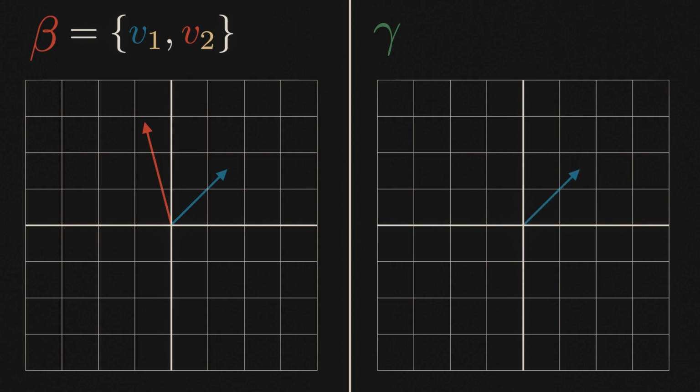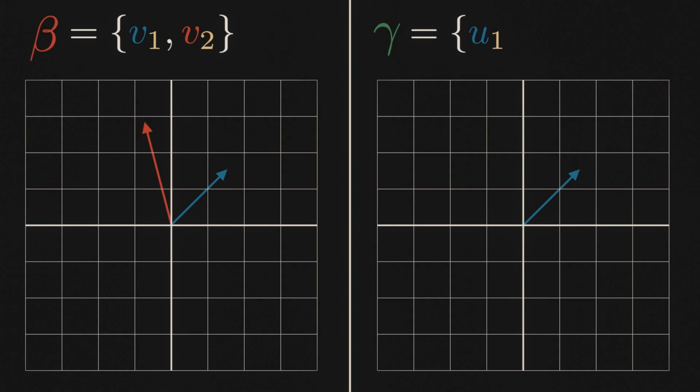We can let the first vector v1 into gamma, and let's call it u1. For our next vector, v2, we only want to include the component of v2 which is orthogonal to u1. So, we will subtract the part of v2 which goes in the same direction as u1.